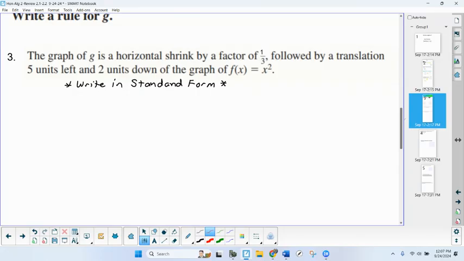Remember, do the first transformation. Do the horizontal shrink. Work it out. Now go left 5. When you go left 5, FOIL it out. Then go 2 down. So do each transformation, clean it up, another transformation, clean it up, another transformation, clean it up.